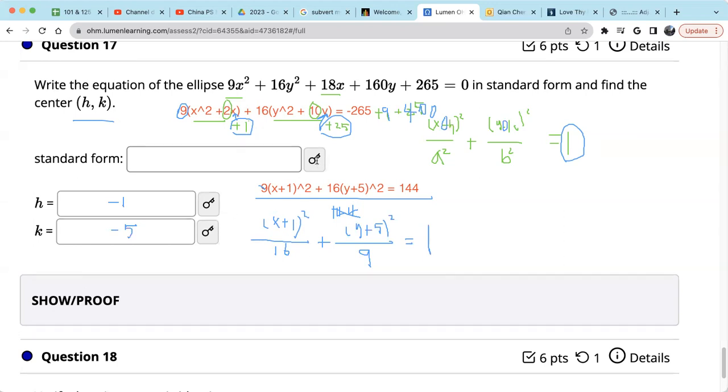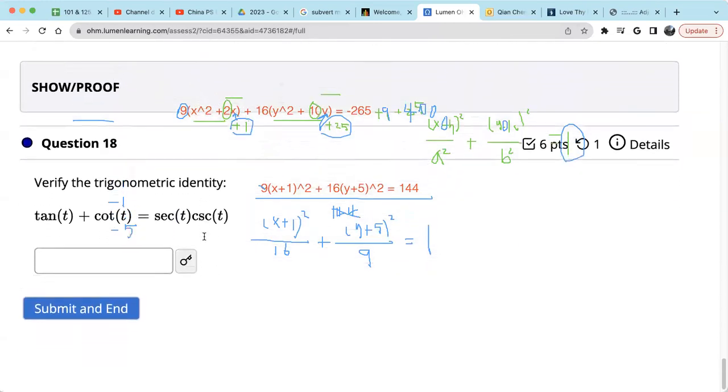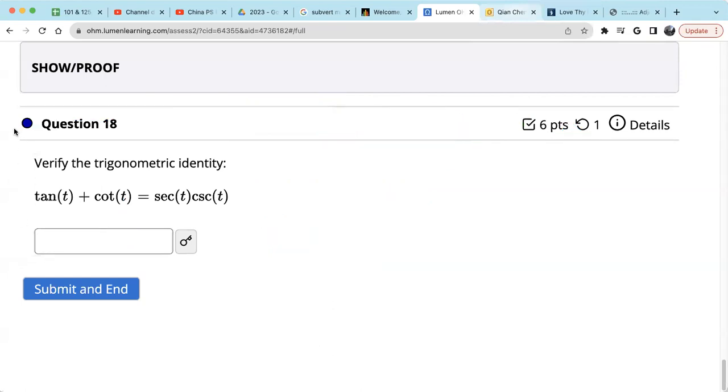Let's check the answers. X plus 1 squared divided by 16 plus y plus 5 squared divided by 9 equals 1. Check this answer, -1. This answer, -5. All right, so last question. Last question, let's erase everything. So last question, we want to verify this trig identity, which means we need to start from one side, then in the end, get to the other side.